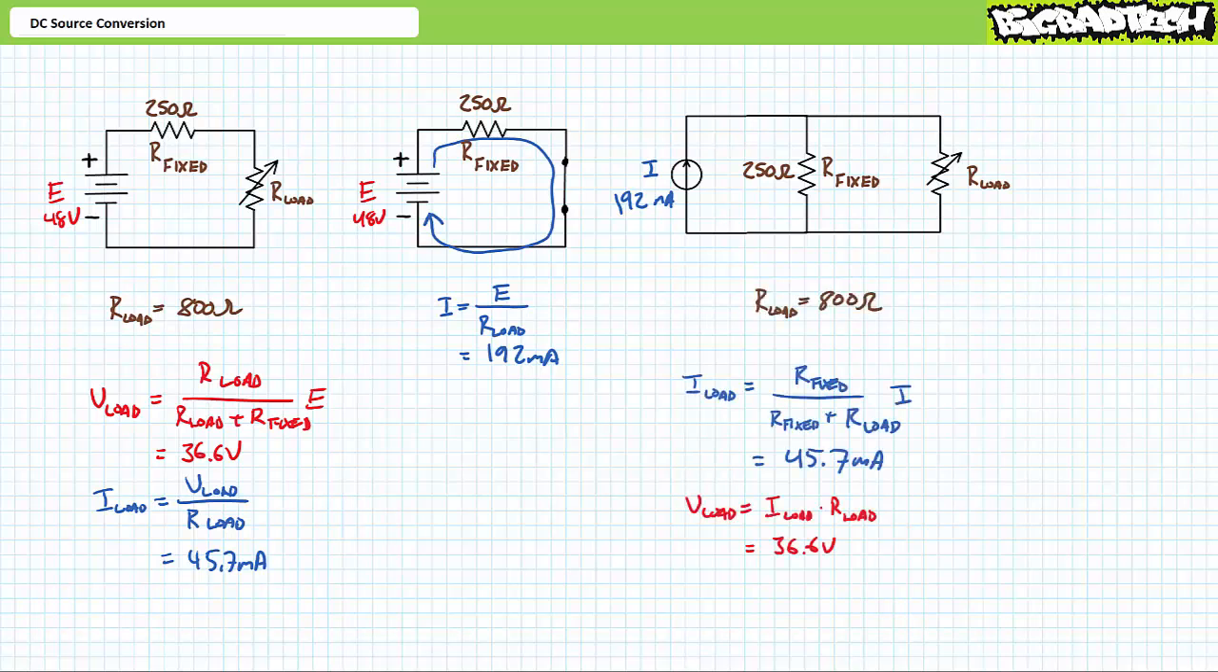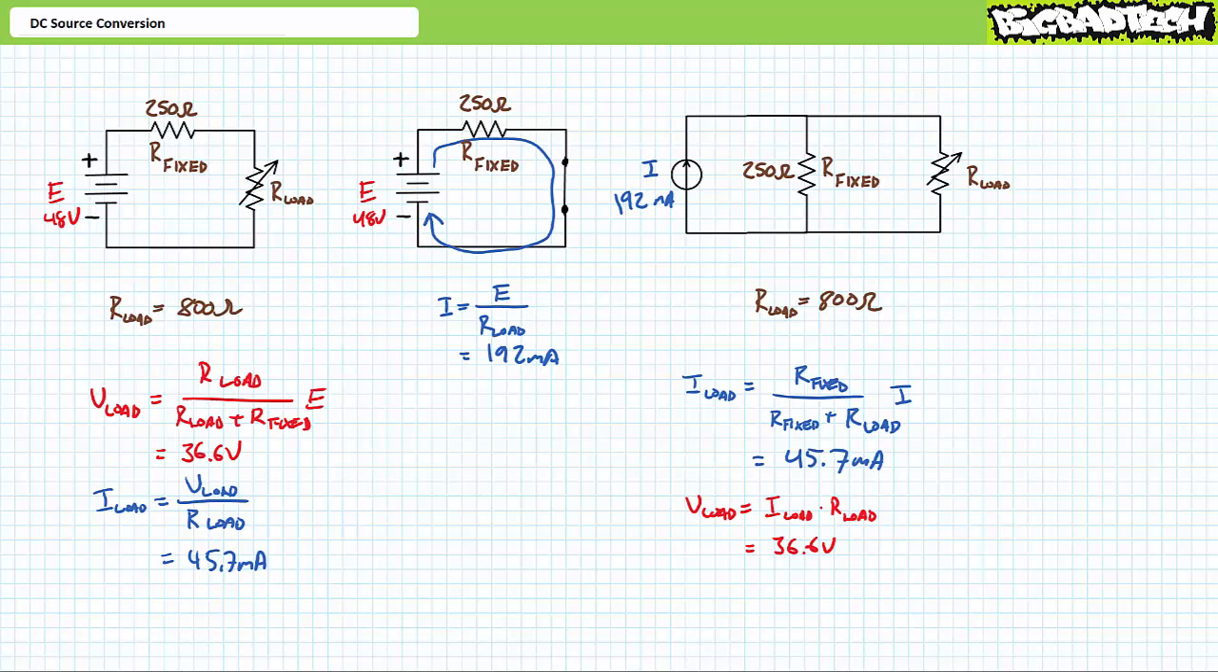Our modified configuration is a perfect setup for the DC current divider rule. We know incoming current, and we know both resistances in a parallel combination of two elements. An application of the DC current divider rule demonstrates current through the variable load resistor will be 45.7 milliamperes. A subsequent application of Ohm's law demonstrates voltage across the variable load resistor will be 36.6 volts. I've got a reasonable degree of confidence our answers are correct.